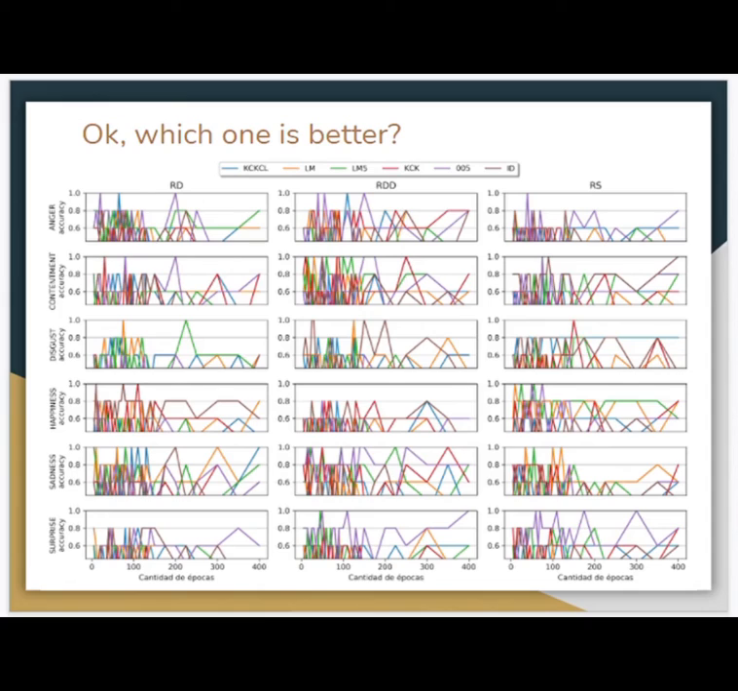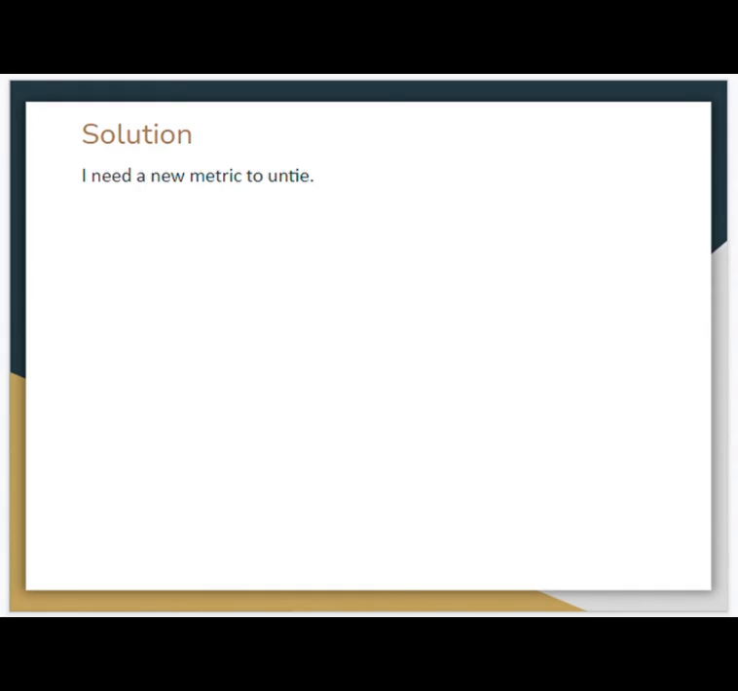So, after we did this, which one is better? Here we got another problem. The validation dataset was too small, so measuring only accuracy is not useful. We have a lot of ties. So we need a new metric to untie.